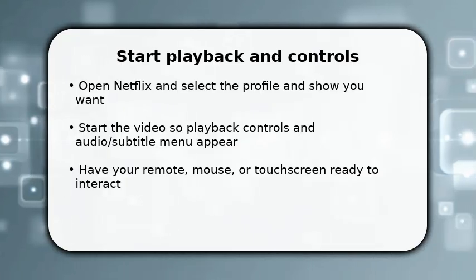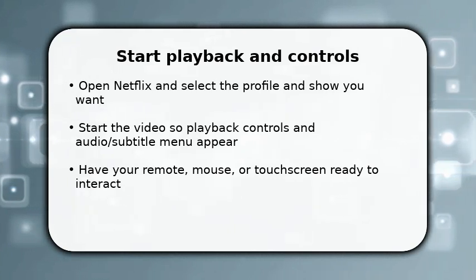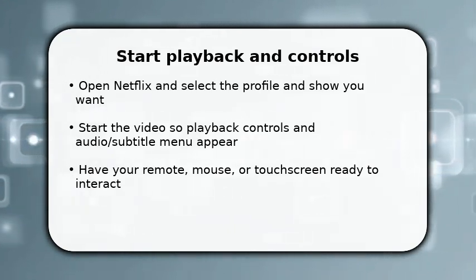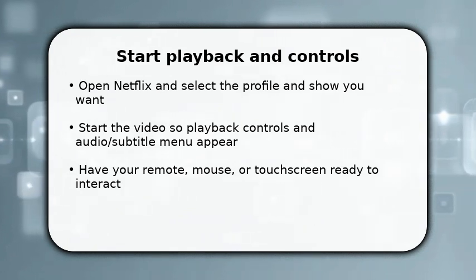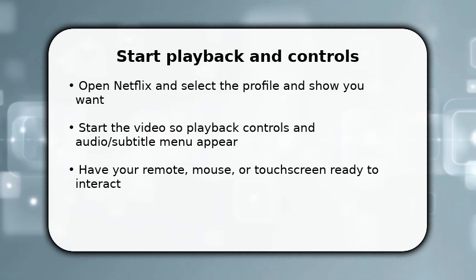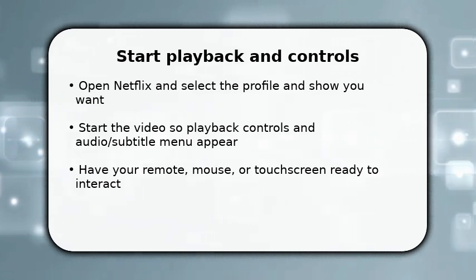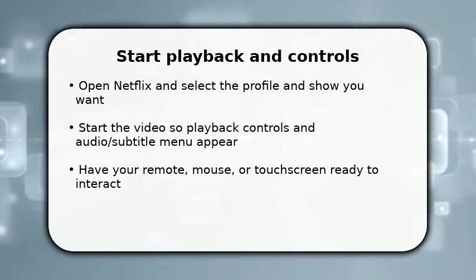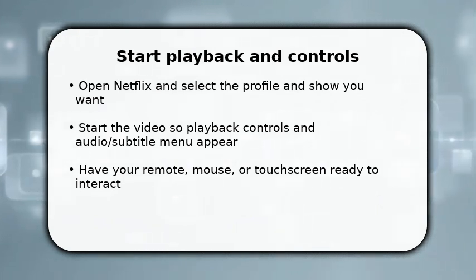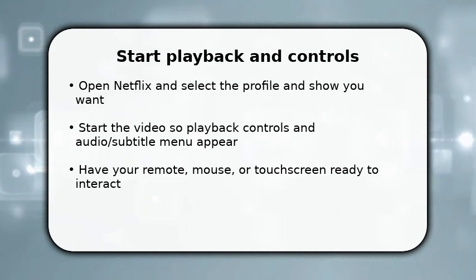You're already in. Open Netflix, pick your profile, and start the title you want. Once the video begins, move the cursor or tap the screen to reveal the playback controls. Make sure you can see the speech bubble or dialogue icon labeled Audio and Subtitles. That's where Netflix stores subtitle choices. If you don't see it, pause the video and wait a second.